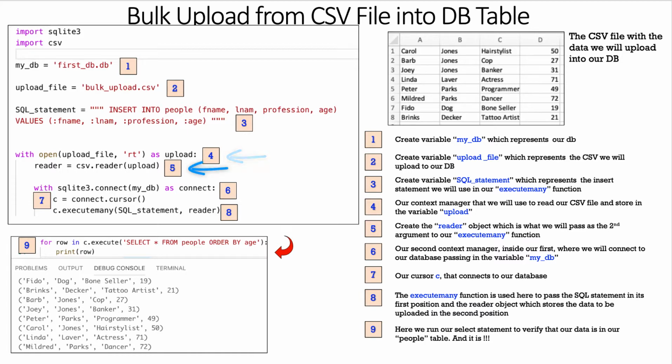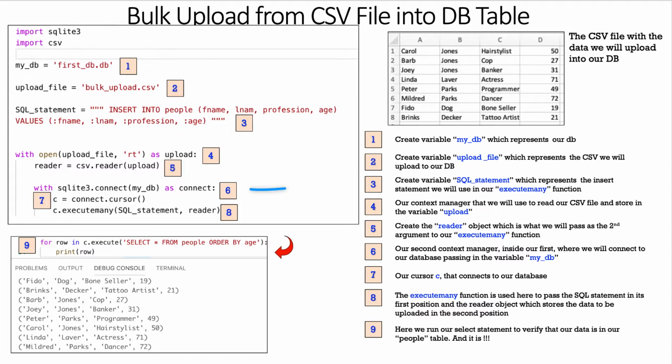In 5, we create our reader object, which is what we will pass as the second argument to our execute many function. Now, I have a whole module, a whole class on CSV. So if this is in any way confusing to you or you need a bit more on this, go ahead and check that out. It will explain all about CSV reading and writing.